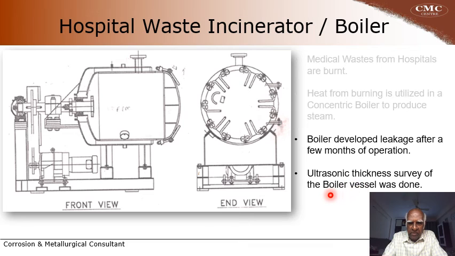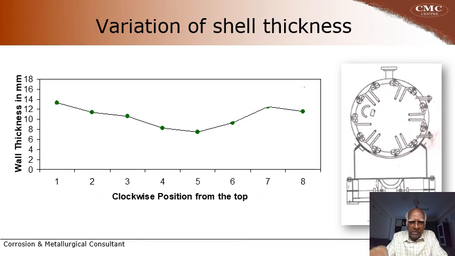An ultrasonic thickness survey of the boiler vessel was made. These are the results. You can notice the maximum thickness reduction happened only at the bottom portion. This is the bottom portion, 4 to 7 o'clock position. You can see the 4 to 6 o'clock position shows it, so this means the water remained stagnant at the bottom portion. This is how the ultrasonic thickness gave us the performance. So this has to be properly controlled so that water stagnation is avoided.